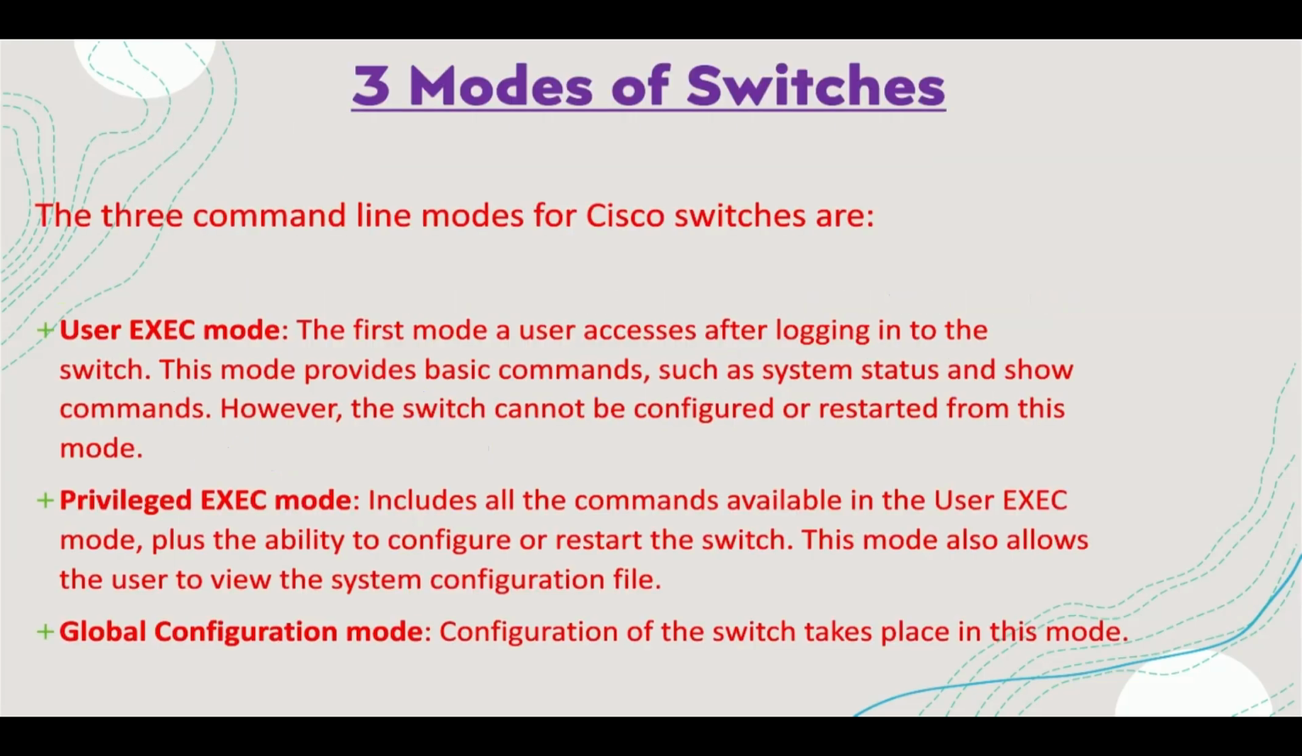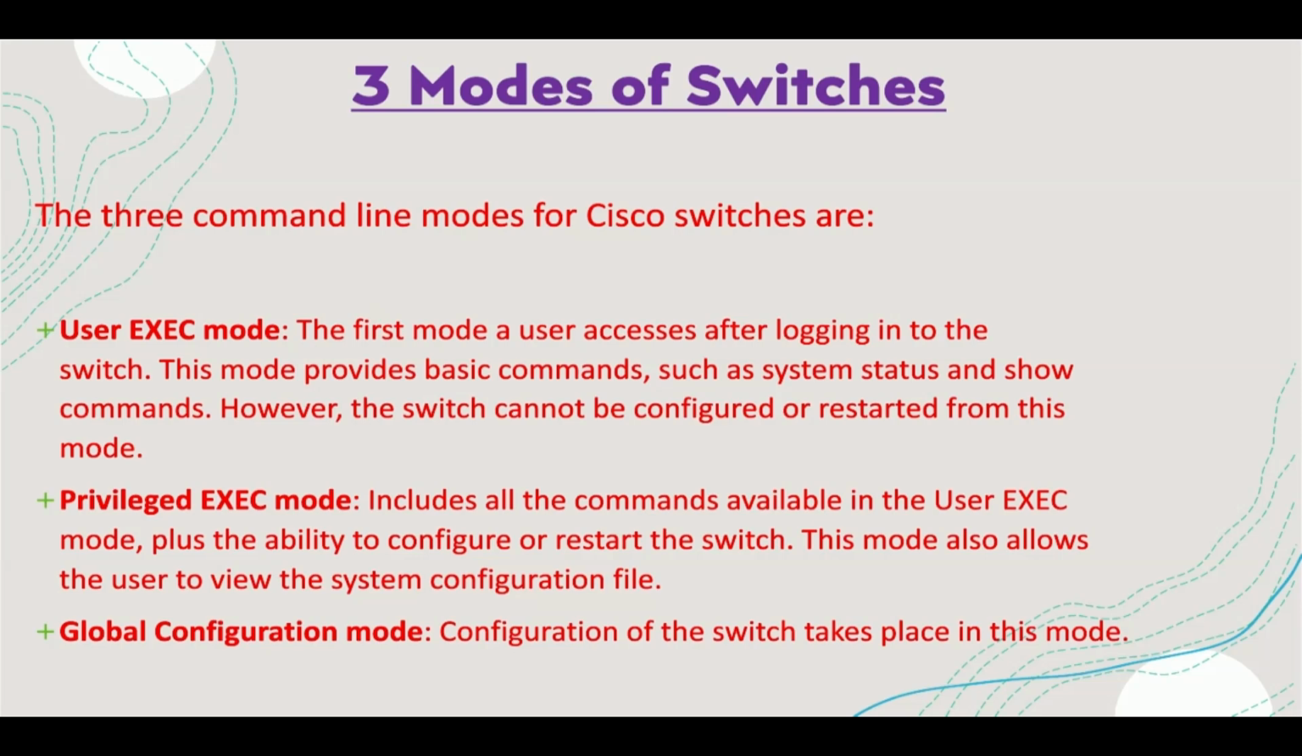Three modes of switches. The three command line modes for Cisco switches are: user execution or user mode, the first mode a user accesses after logging into the switch. This mode provides basic commands, such as system status and show commands. However, the switch cannot be configured or restarted from this mode.